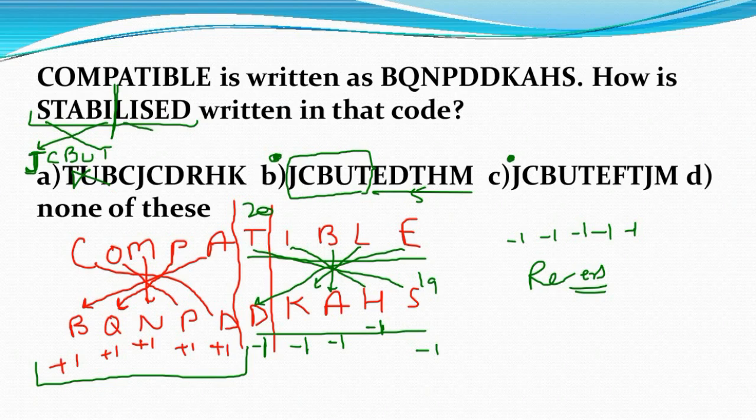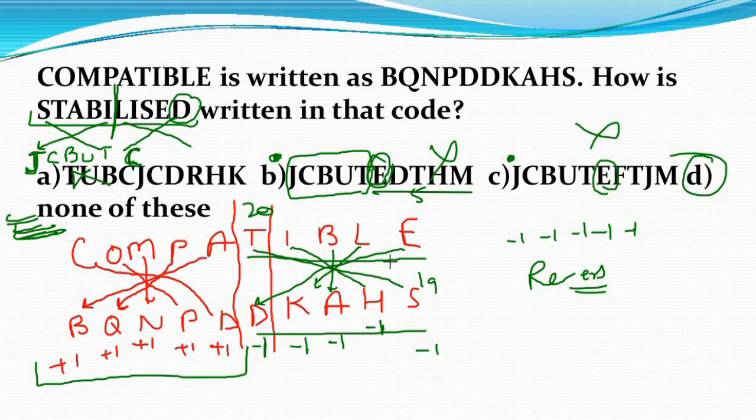Here the last 5 letters are in minus 1 formation. So D will be reduced to C, and C is not the fifth letter. So we will move on to option D, which means none of these. It means option B is also wrong and option C is also wrong. So we can opt for none of these. Clear? We will move to the next question.